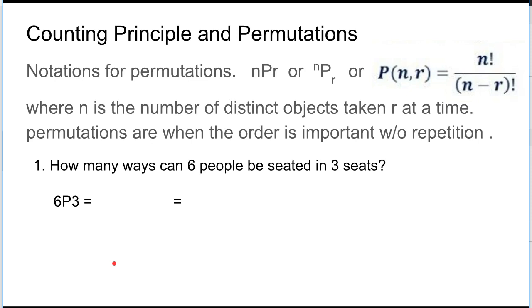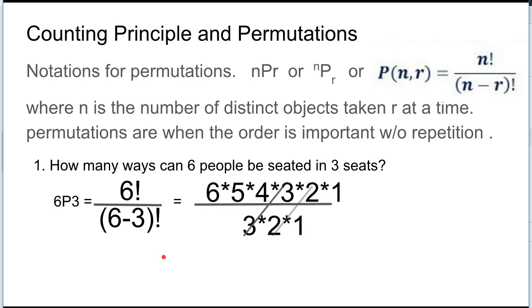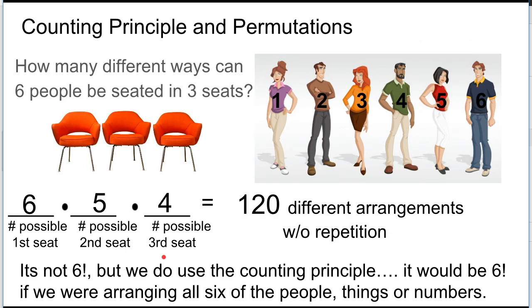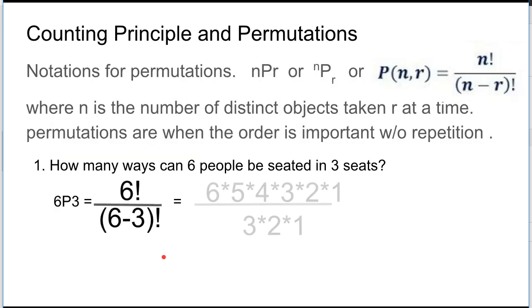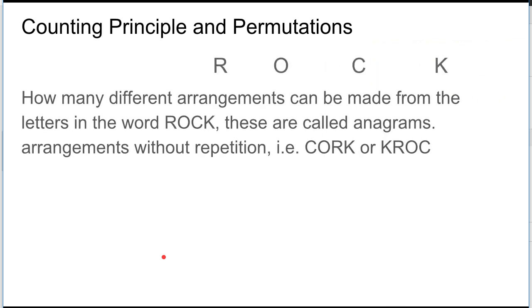Now again, if I take this same question and use the formula, I've got 6 people and I'm putting them in 3 seats. Well, basically that means I've got 6 objects and I'm taking them 3 at a time. Well, that is 6 factorial over 6 minus 3 factorial, which is going to be 6 factorial over 3 factorial. And you'll notice the 3 times 2 times 1 gets canceled out, leaving me with 6 times 5 times 4, which is exactly what we just figured out a minute ago using the counting principle. So it's again another situation where I could use the permutation formula or the counting principle, and I'm going to get the same answer.